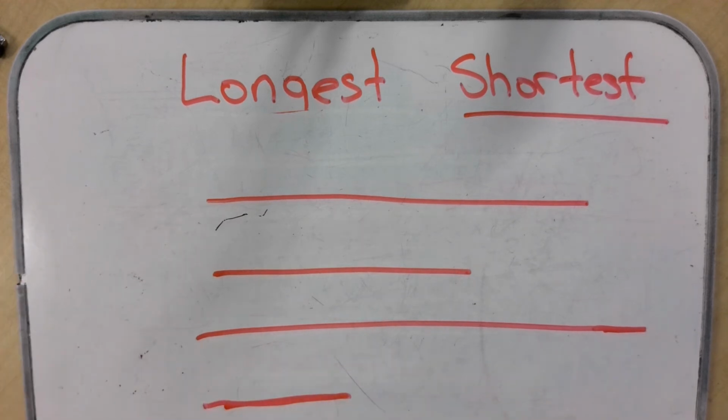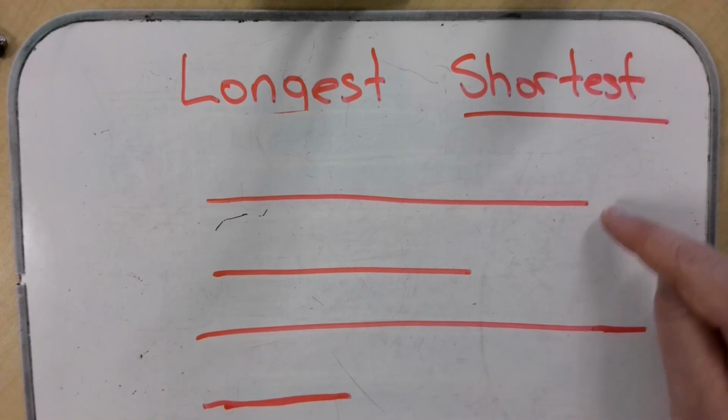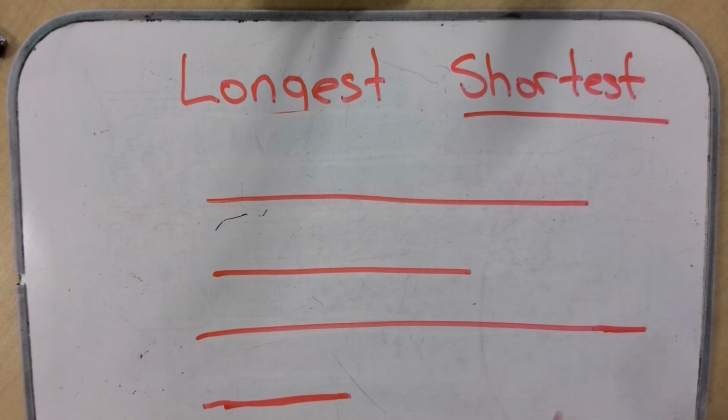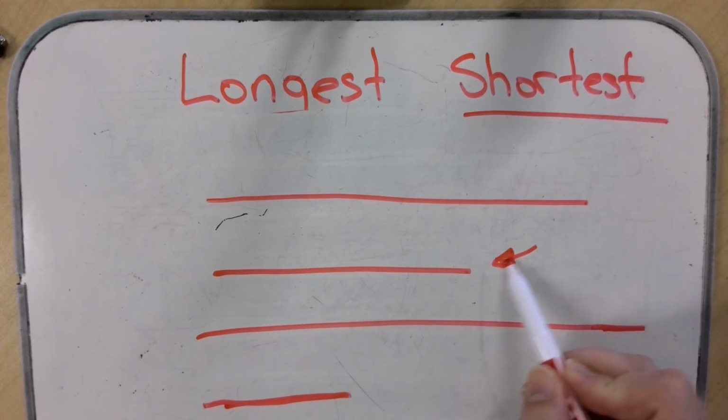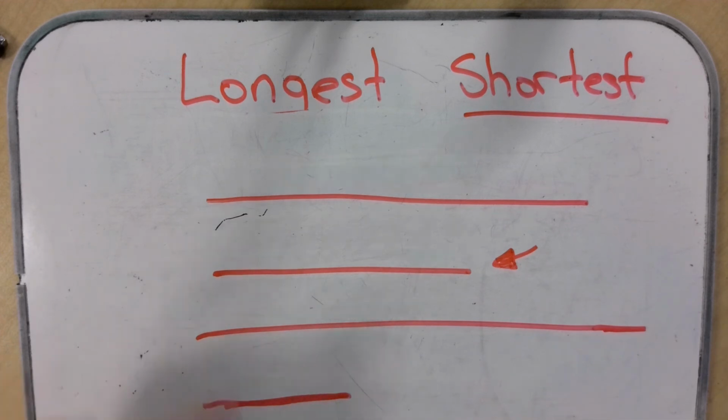So here I have 3 lines. Which line is the third longest line? Well, sometimes I have to actually look and count through and find it by comparing each line. Here is my first longest, my second longest, and my third longest line. So now I know that this is my third longest line.